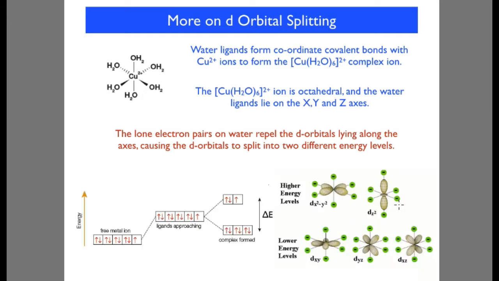So let's have a look here. We had the free metal ion. As the ligands approach, you're getting a boost in energy, which then splits into 2. The higher energy level orbitals are the orbitals which lie on the axes. You can see here, it's probably more clear, this is lying directly on the axes. The lower energy level orbitals are the orbitals that are between the axes.